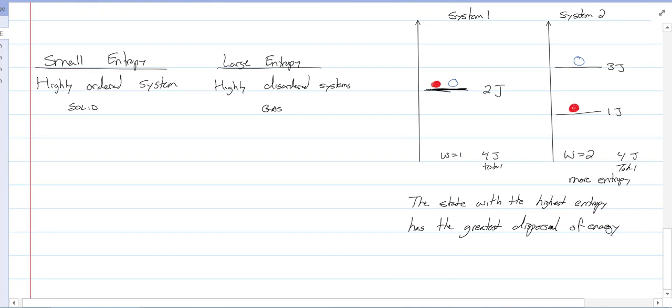Energy can disperse through the system. We like that. Nature likes that.